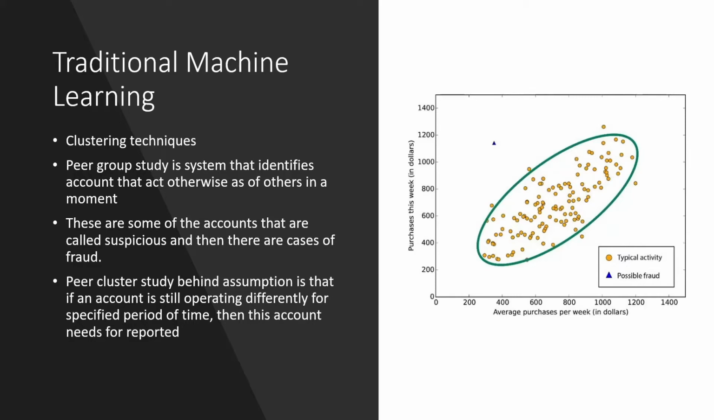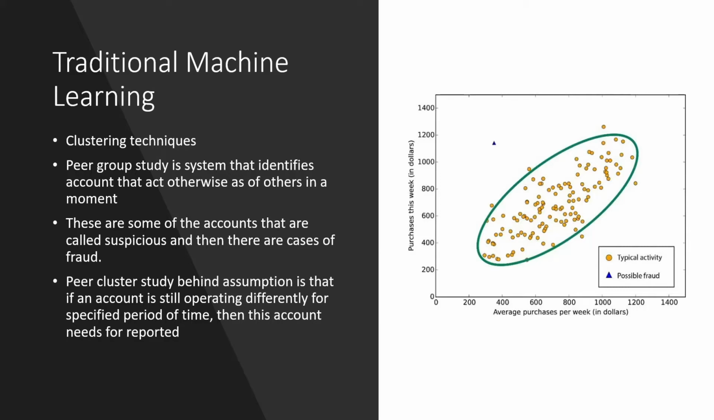So I'll go over some of the traditional machine learning techniques. I went over how machine learning has different fields and not just deep learning. First of all, we'll go over previous methods that we used for fraud detection, which we usually call traditional machine learning techniques. First of all, we have clustering, and here what we can see is transactions, the purchase in dollars this week, and then the average purchase per week. We can see a cluster clearly around that green circle, and that's what we consider normal.